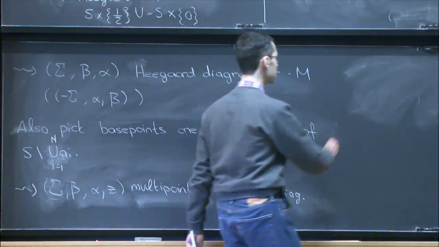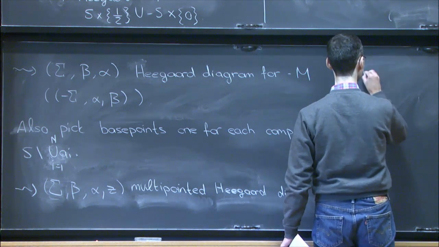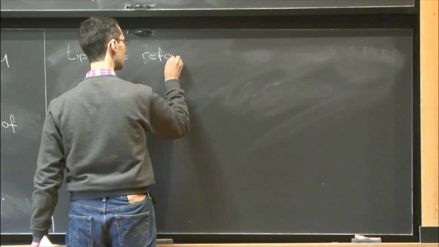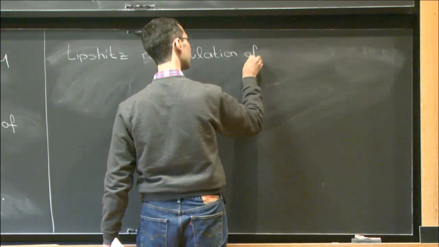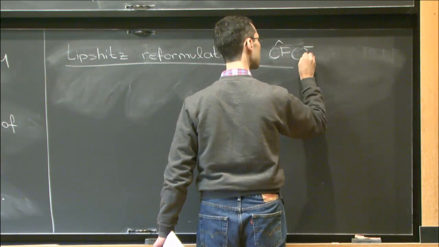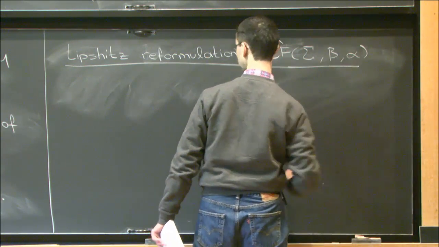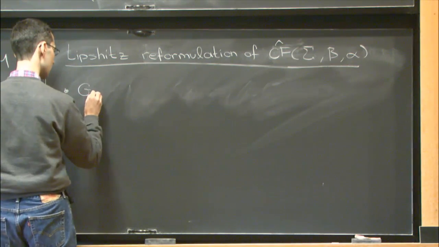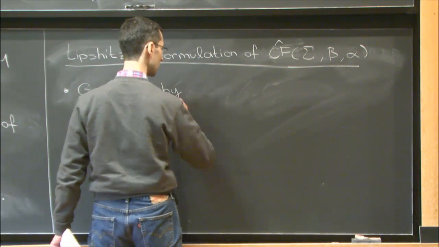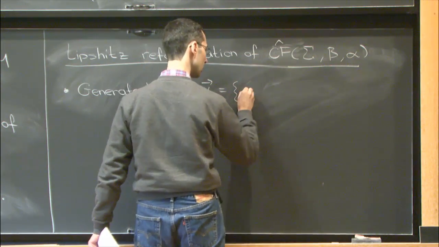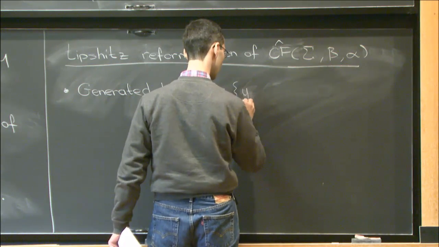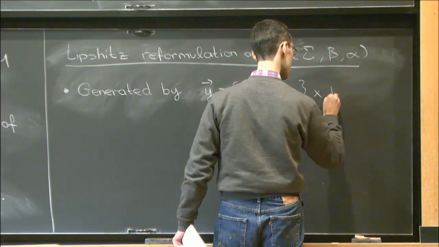So now Lipshitz describes the Heegaard Floer chain complex as follows. This is his reformulation. Or rather, let's say CF hat of sigma beta alpha. The generators are generated by what are called Reeb chords, or he calls them I chords, which are simply, x is a bad notation, but anyway, let's say y, y1 through yn cross I.